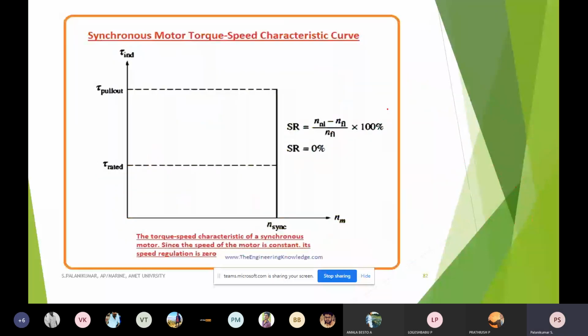Of course, we know that synchronous motors always run at synchronous speed, so the speed regulation is 0%. We cannot have speed regulation. What is the no load speed? That will be the full load speed also. Speed regulation is given as NL minus FL, that is, speed at no load minus speed at full load. If the no load speed is equal to the full load speed, speed regulation is not possible in the synchronous motor.